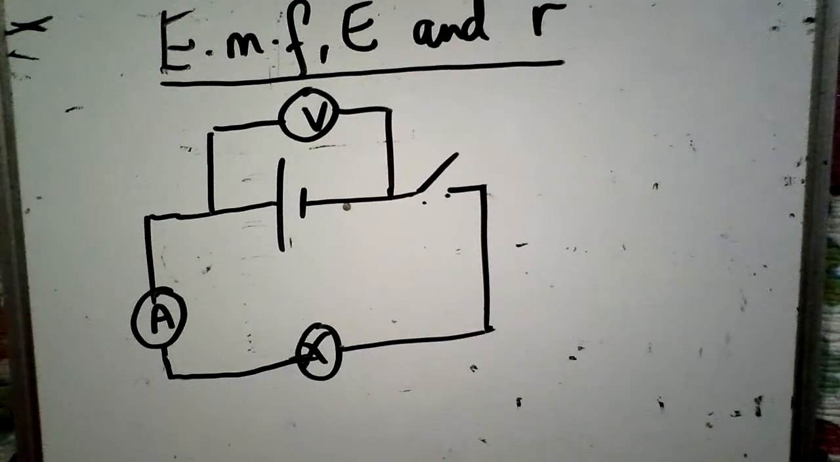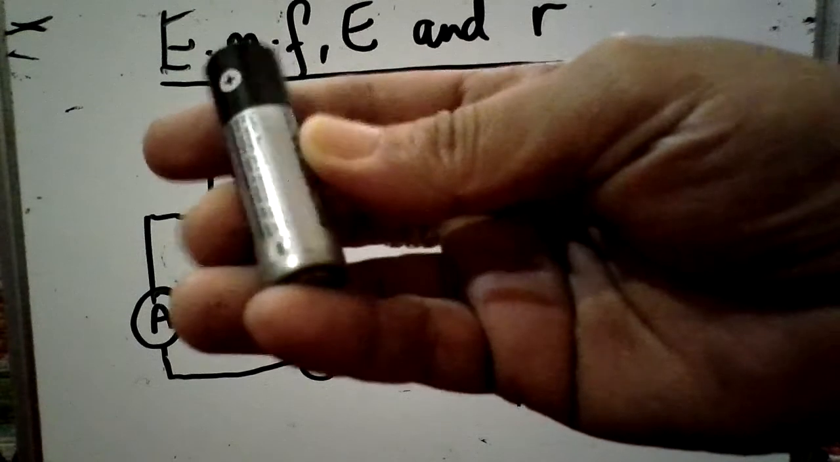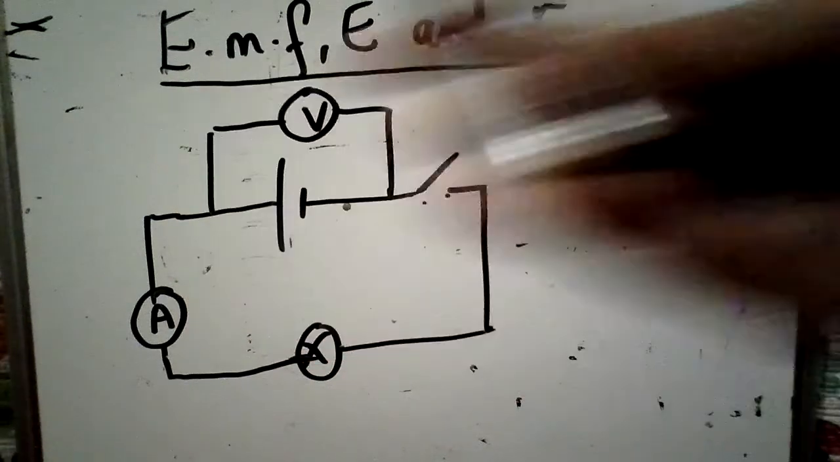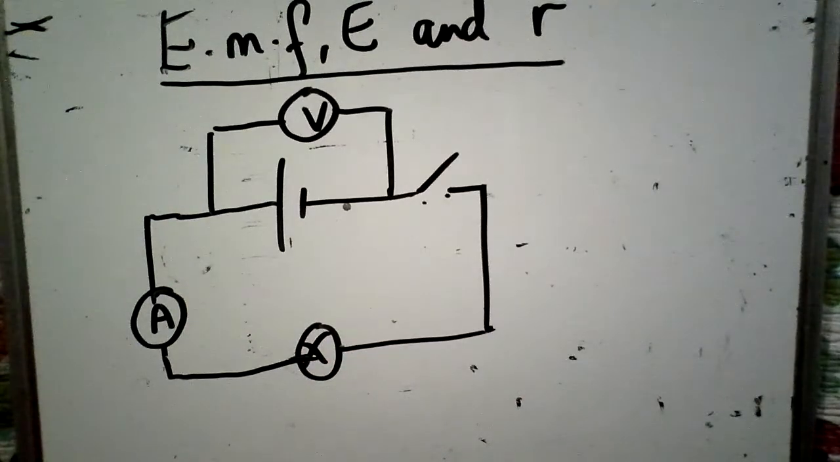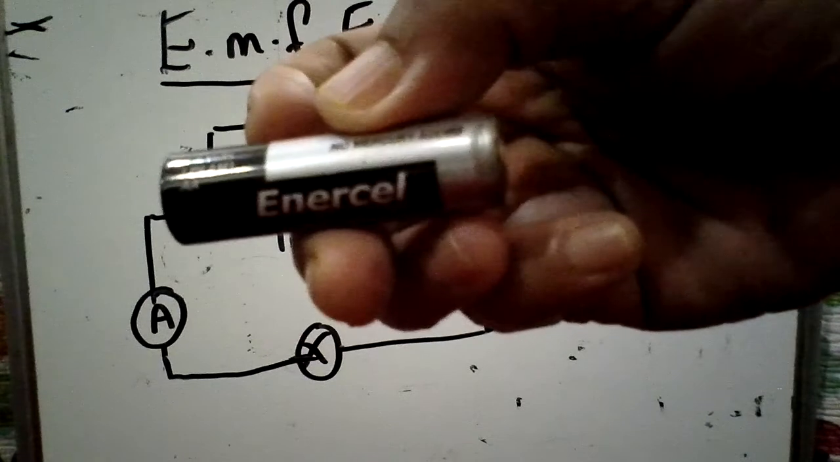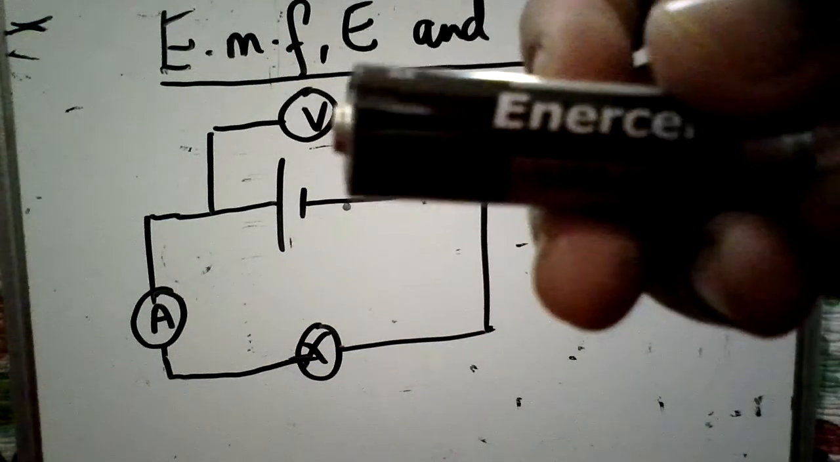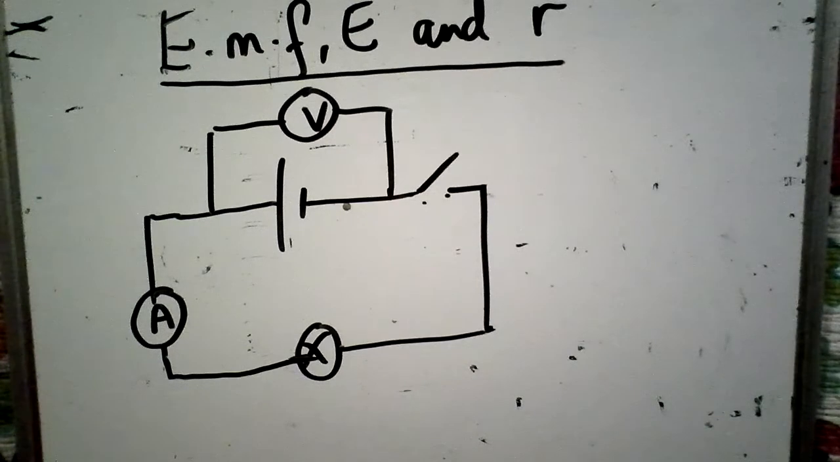If you have a battery, you can just look at the label of the battery. For this one it is 1.5 volt. So you can see the label there, 1.5 volt. So what does the label mean? The label of the battery means the total voltage that can be supplied by the battery.